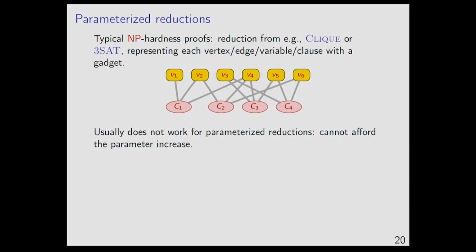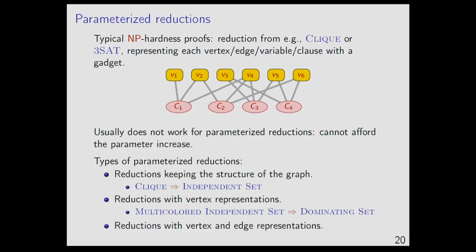Let me give you one slide on parameterized reduction before I move to the other objects of this talk. A typical NP-hardness proof, a reduction from clique or 3-SAT, representing each vertex, edge, variable or clause with a gadget, usually does not work for parameterized reduction because we cannot afford to increase the parameter in every gadget. So you have to be slightly smarter when you do this. Types of parameterized reduction try to keep the structure of the graph, with some sort of vertex representation. There is also a notion of edge representation, but I will not tell you anything about that because that's not what I plan to tell you today.